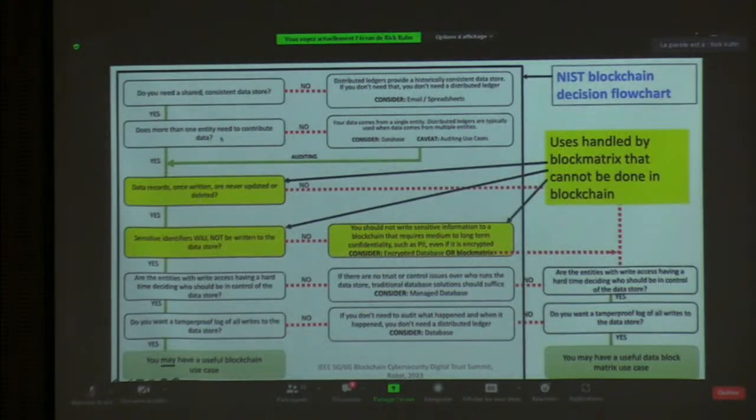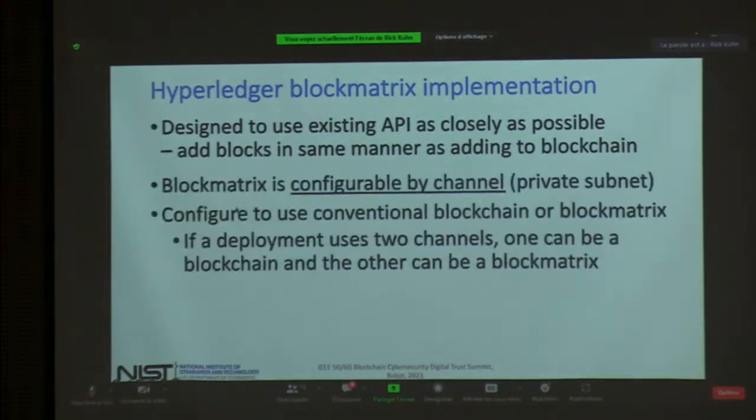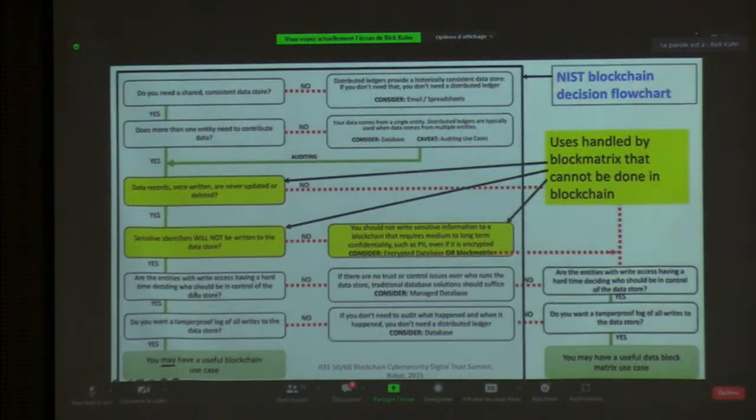We don't need to get into the details of this particular chart here, but the key point is that this is a decision flow chart. A lot of people have this sort of thing. These are conditions that you really need to have met to use a blockchain. So what this block matrix function does is basically remove a couple of these conditions. So again, it's making distributed ledger available to a larger range of applications.